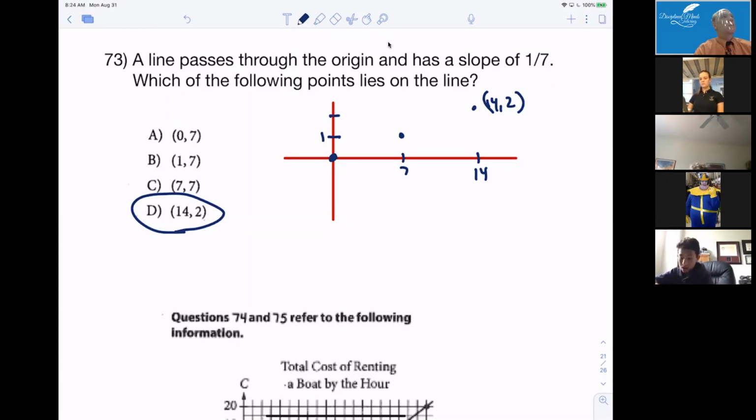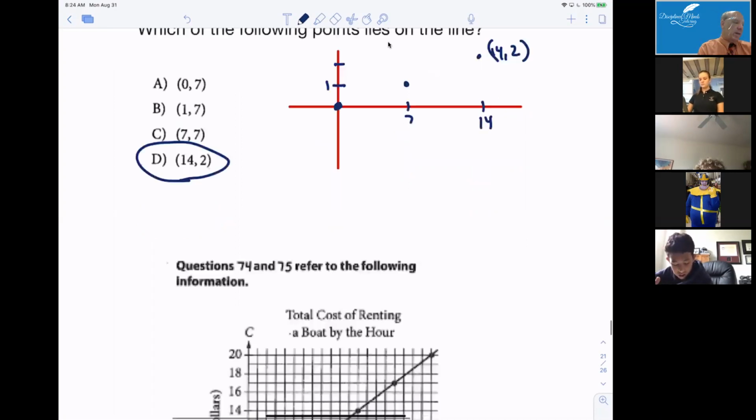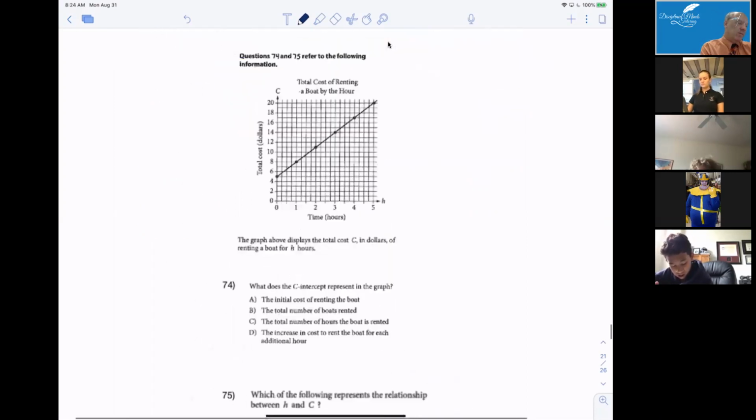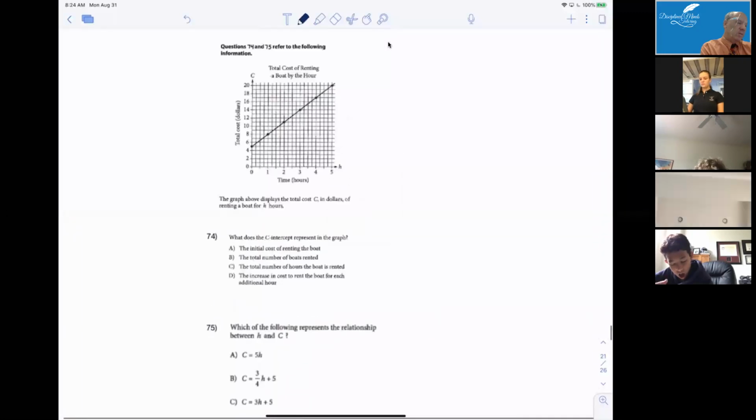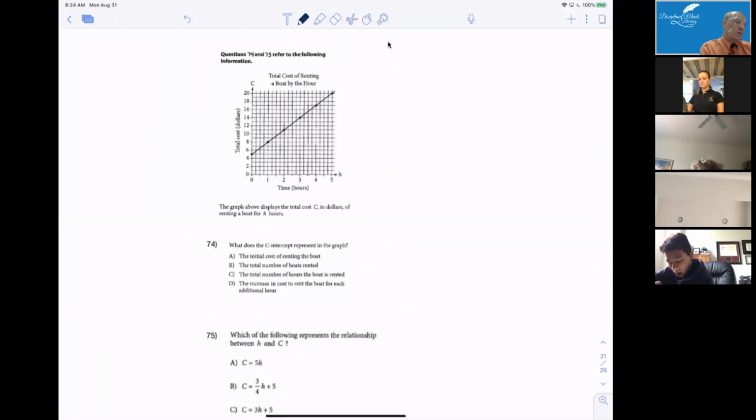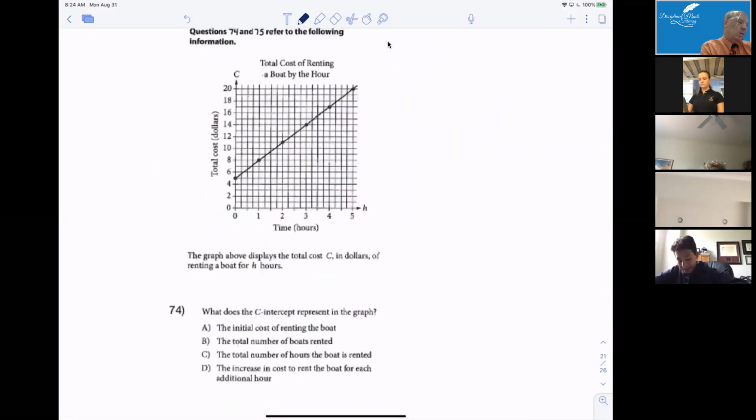Anybody have any questions? Come on now. I can't tell you these are the important ones because these are things you have to think about. It's not just asking you a direct question. Any issues with that? All right, now we're going to do 74 and 75 together just because it's from the same problem. So here we go.